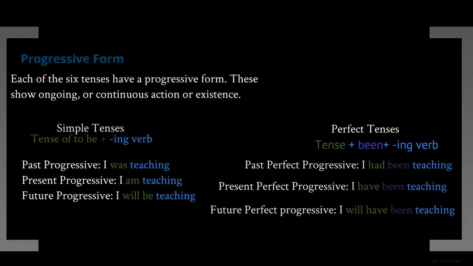Now each of our six tenses has what we call a progressive form. Progressive means sort of a continuous or a moving forward. Okay. So anything that shows an ongoing action gets the progressive form. These show ongoing or continuous action. For our simple tenses, we're going to conjugate to be. So we're going to use whatever tense of to be it is. If it's past, we use the past tense of to be. If it's present, we'll use the present tense of to be. Or if it's future, we'll use the future tense of to be, plus an ing verb.